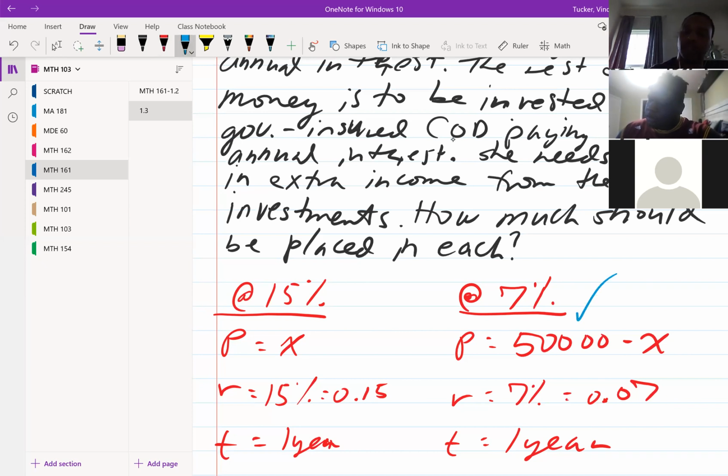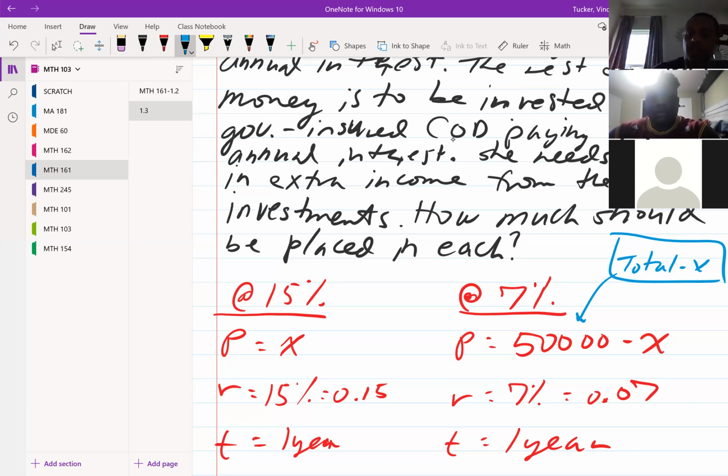And like I said, that is the total minus X. The total amount was 50,000, and we subtracted X from it. And also, it doesn't matter which one you call X and which one you call 50,000 minus X. If you do everything correctly, you still end up with the same two answers eventually.